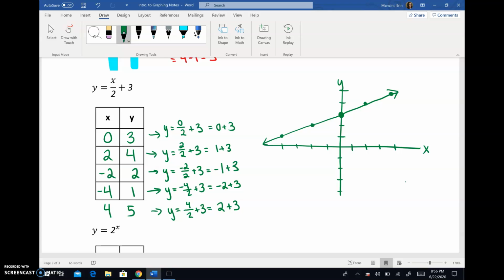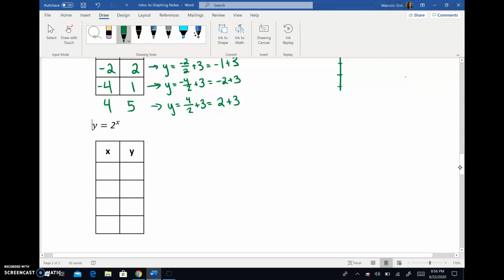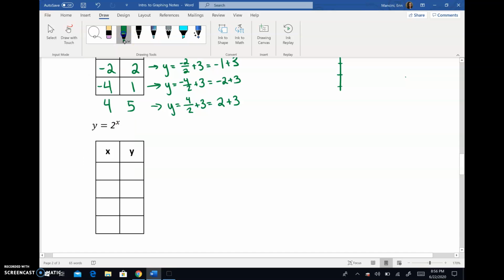Okay, so take a look at my work here, and if you have any questions, please let me know in the comments. Last point I wanted to make is that it doesn't have to be linear to be able to use this method. No matter what x and y are, or what the equation looks like, you can plot using a table. For example, let's say you have y equals 2 raised to the x, where x is an exponent. That's a little bit different.